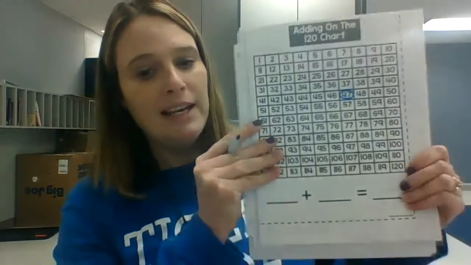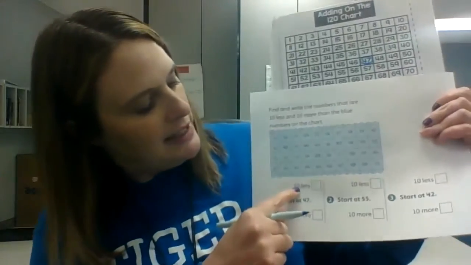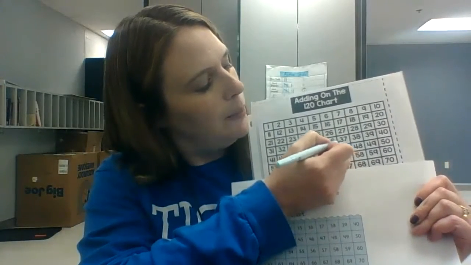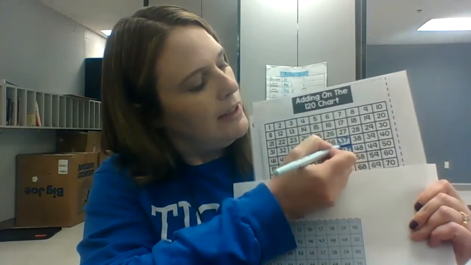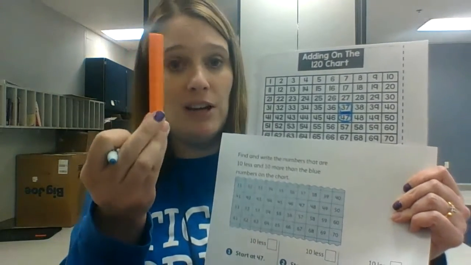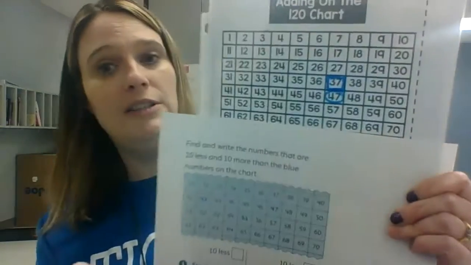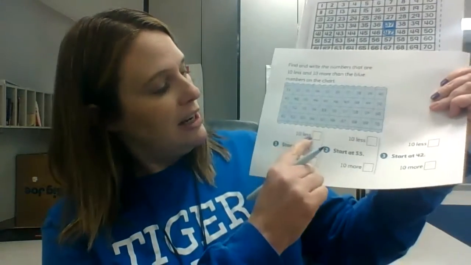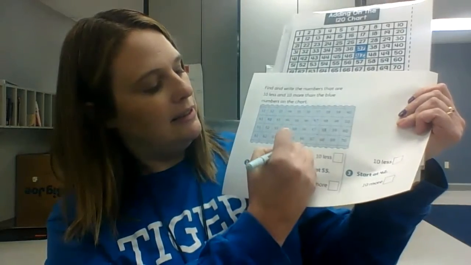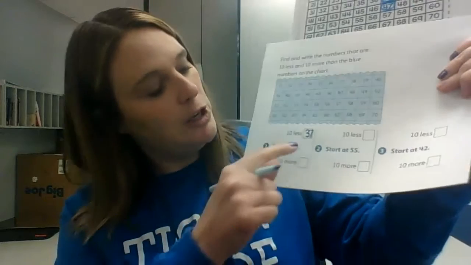Okay. Now if you look at this paper, it says 10 less. Watch what I'm going to do. I'm going to come up this way. This number, look, 47, 37. It's just like when we used our 10 rods. We would have 4 10 rods and then we would take one away. So now we would have 3 10 rods for 37. So down here in the box that says 10 less, we're going to put 37.